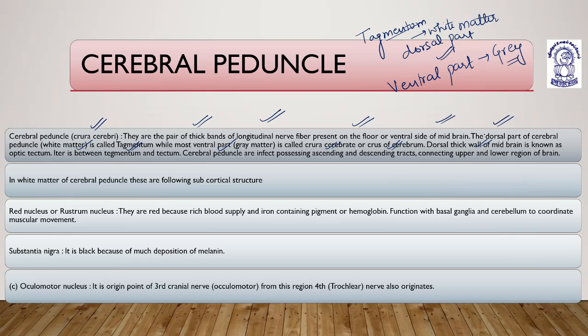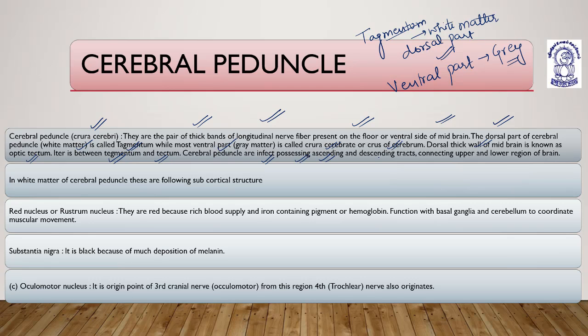The dorsal thick wall of midbrain is known as optic tectum. The dorsal thick wall of midbrain is known as what? Optic tectum. Iter is in between tegmentum and tectum. So tegmentum is the dorsal part of cerebral peduncle, which is made up of white matter. The ventral part of cerebral peduncle is known as what? Crura cerebri, or crus of cerebrum. And iter is between tectum and tegmentum.